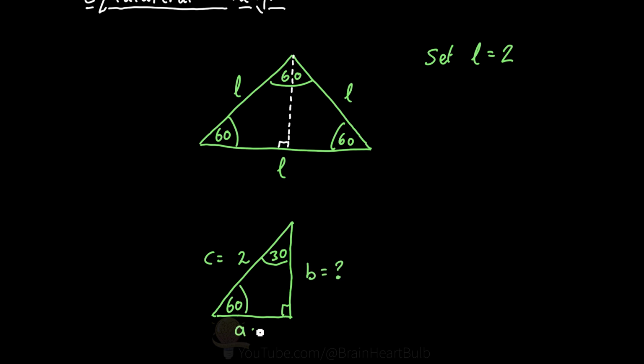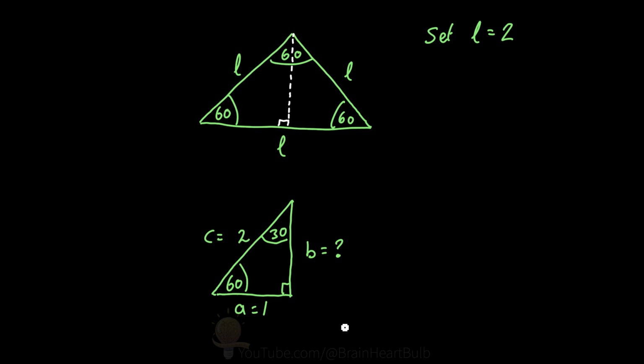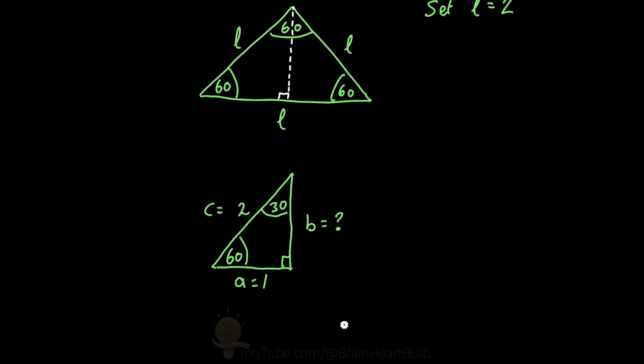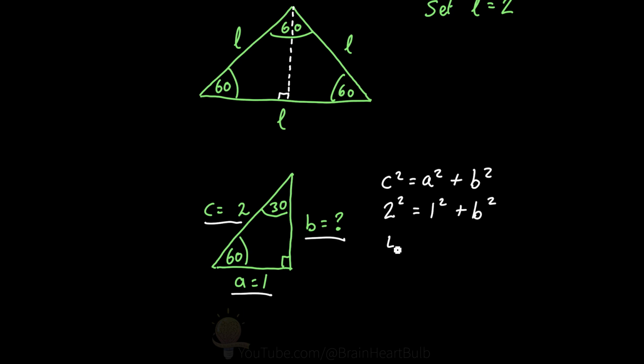The hypotenuse has a length of 2, but what about the remaining side? What is the height of this triangle? Because this is a right-angled triangle, we can once again use Pythagoras' theorem to find the length of side b. And with a little bit of rearranging, we find that b squared is equal to 3, and therefore b is the square root of 3.